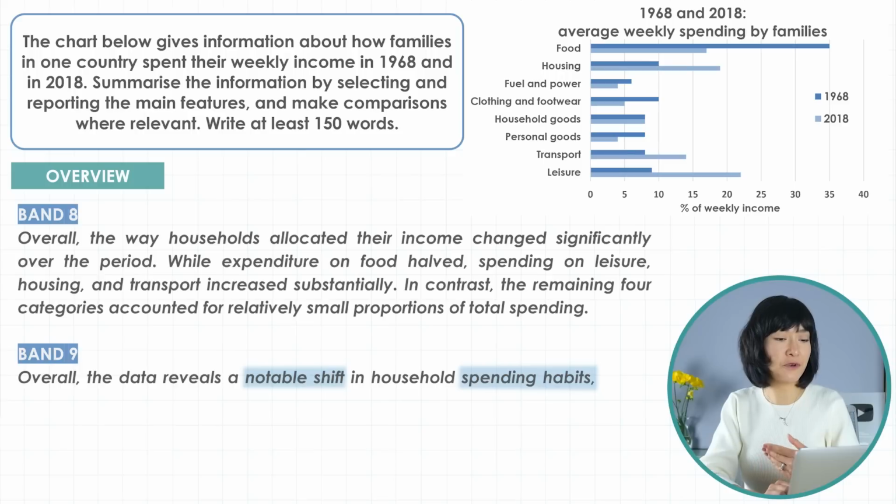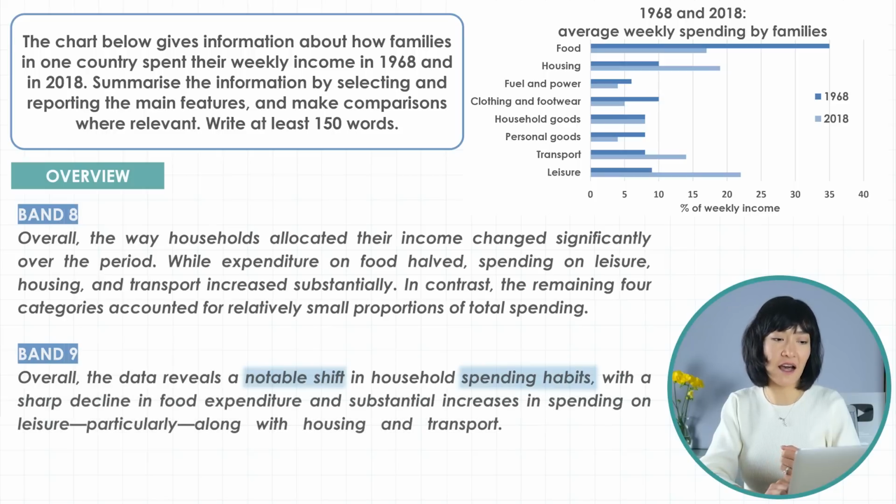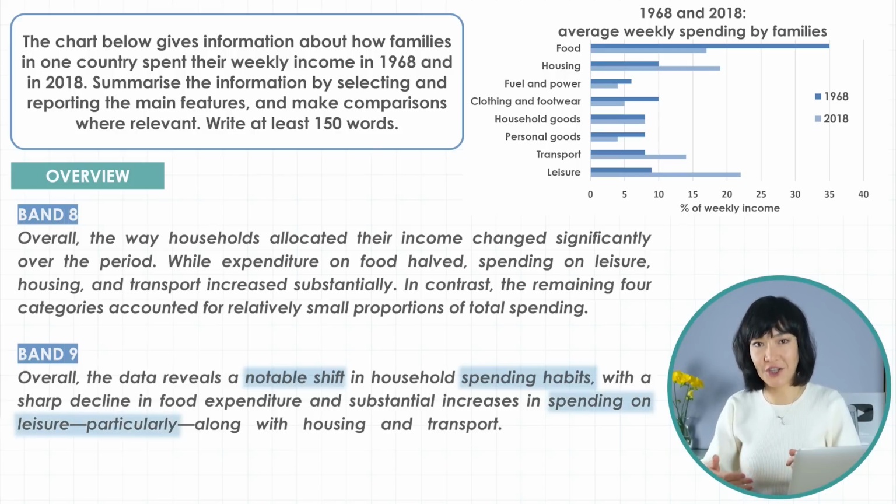So, a notable shift in household spending habits, with a sharp decline in food expenditure and substantial increases in spending on leisure, particularly, along with housing and transport. So we have the same main differences as before, but the sentence structure is more complex. And the phrase spending on leisure particularly means spending on leisure particularly increased.